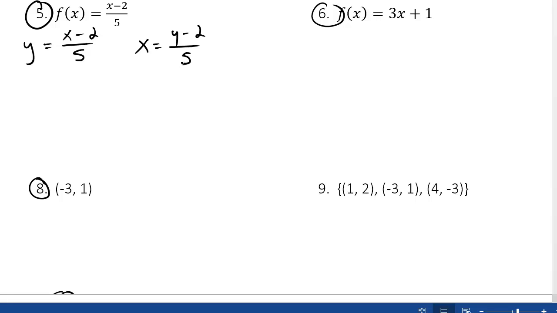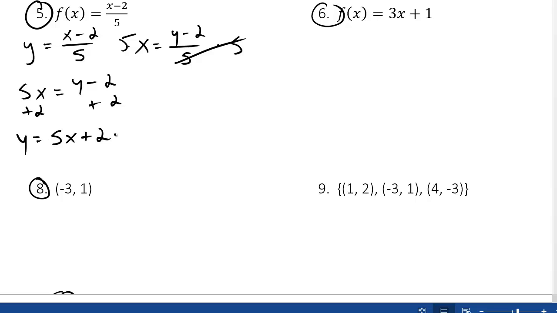Now we solve for y. First step, we need to get rid of the 5, so multiply both sides by 5. That'll cancel the 5's out. So we have 5x equals y minus 2. Now next step, we need to get y by itself, so we're going to add 2 to both sides. So you'll get y equals 5x plus 2. And then replace y with your inverse notation, f negative 1 of x equals 5x plus 2.